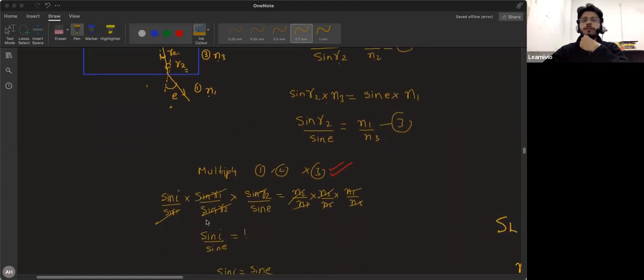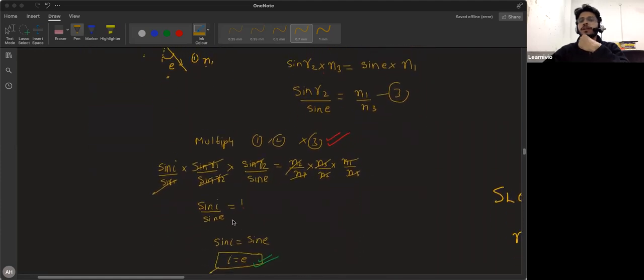So when you multiply them, everything gets cancelled out. You'll get sin I by sin E is equal to 1. Or you can say that the angle of incidence is equal to the angle of emergence. Lateral displacement we'll calculate when we do a single medium, just a glass slab. In this compound plate, we don't calculate lateral displacement. What we calculate is just that incident and emergent angles are equal.